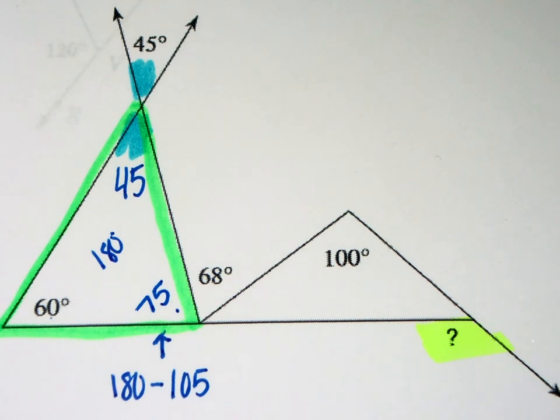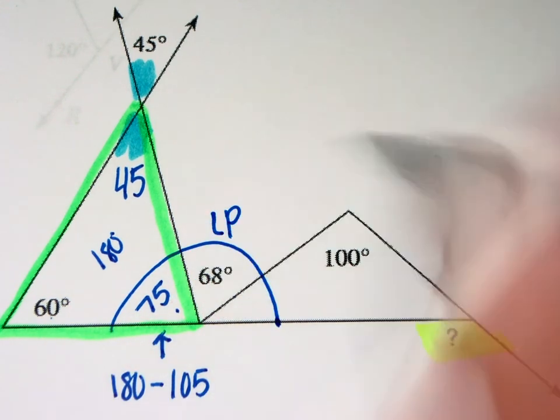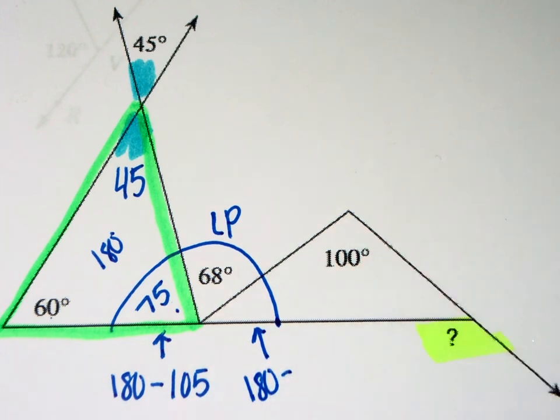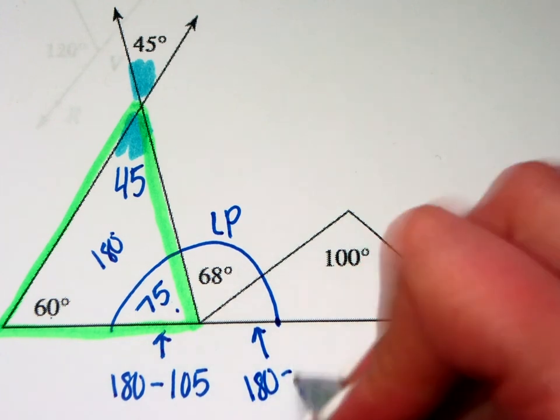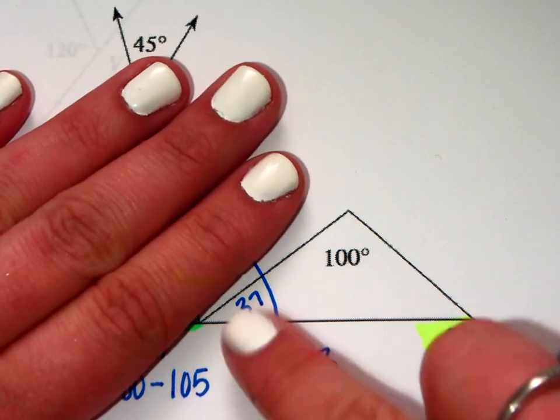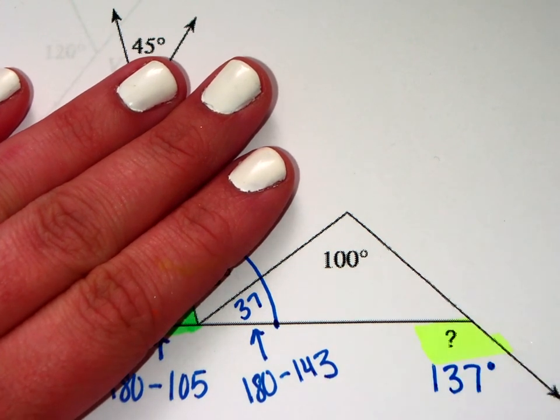Now, to get to that other triangle, I cannot use linear or vertical angles because these sides are not opposite rays. That's the trick. It's got to look like an X. However, I can use my linear pair, which I know has to add up to 180. So I'm going to add 68 and 75 to get 143. 180 minus 143 is 37. Now to get over here, if I cover up all this mess, these are two remote interior angles. 100 plus 37 is 137.